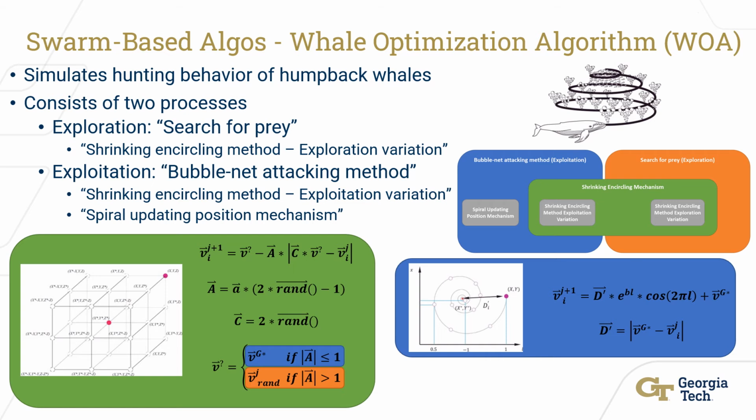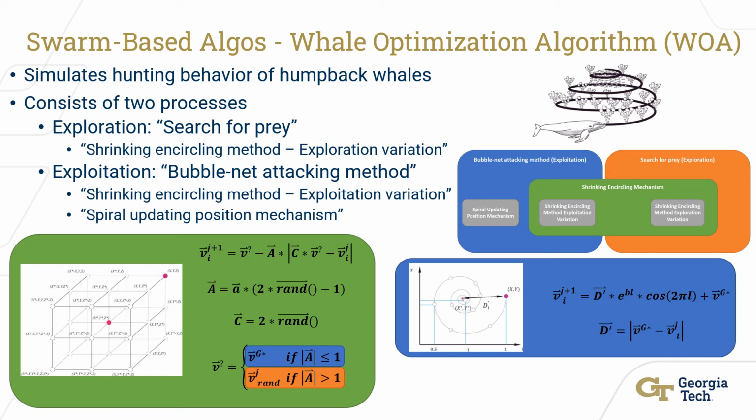Note the matching color scheme between the right diagram and the equation blocks. Orange is exploration, blue is exploitation, and green is the shrinking encircling mechanism subprocess. The equations for the shrinking encircling mechanism used in both exploration and exploitation are shown on the left. When executing these equations, there's a 50-50 probability of encircling the current global best location or a random other agent. Encircling the current global best location indicates the exploitation variation of this subprocess, while encircling a random agent indicates the exploration variation of this subprocess.